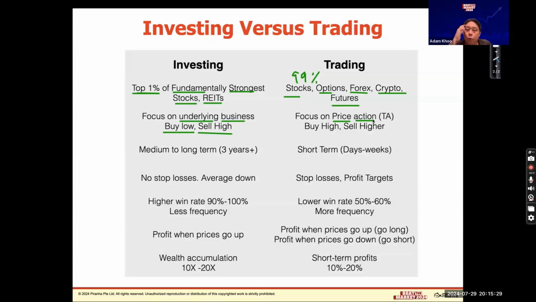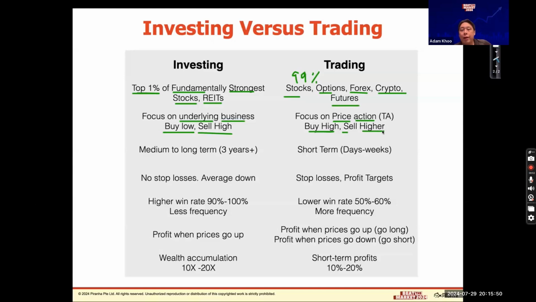And so in trading, we don't care about intrinsic value. We don't care if it's undervalued or overvalued. We don't care about it. In fact, even if the stock is way overvalued, expensive can get even more expensive. High can go even higher. So in trading, we can always buy high and sell even higher.